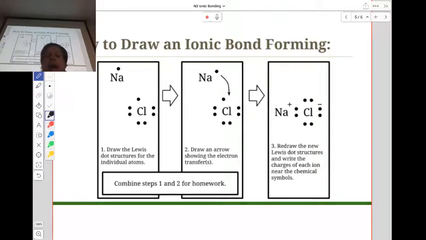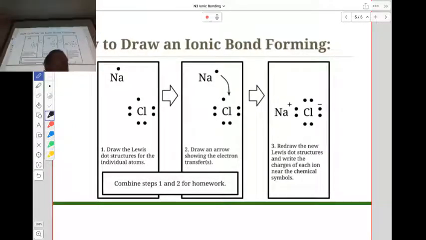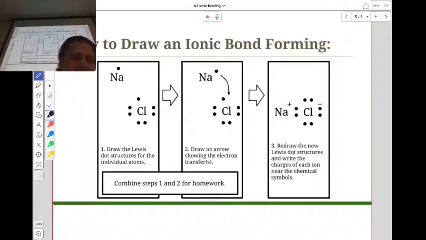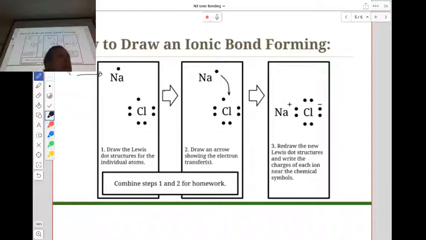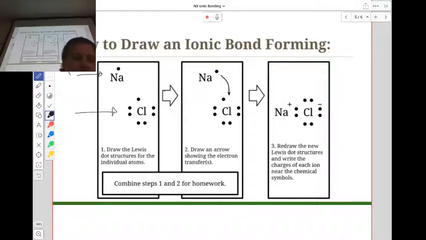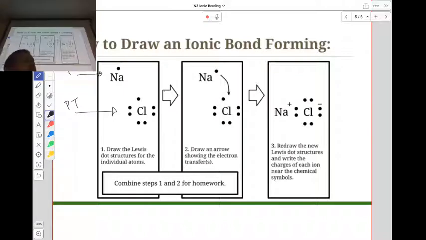All right, now, step one. Step one says you draw Lewis dot structures for the individual atoms. I knew that sodium had 1 valence electron because the periodic table told me so. So I got this from the periodic table information. I also knew that chlorine had 7 valence electrons because the periodic table told me that as well, because we wrote that stuff on top of the periodic table yesterday and today, right?